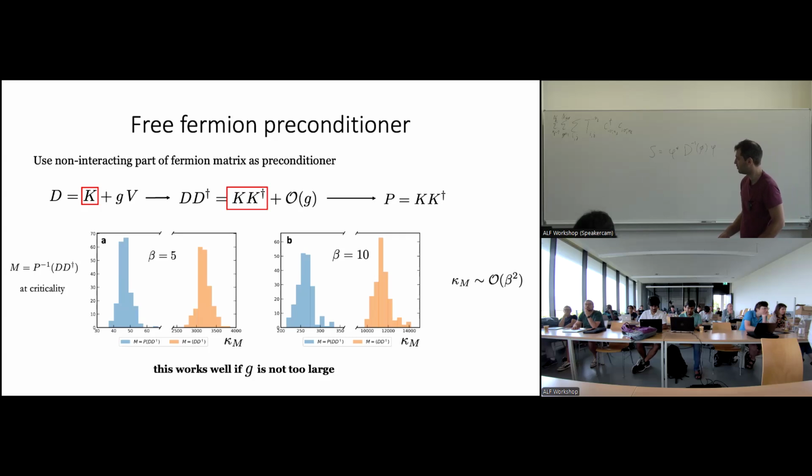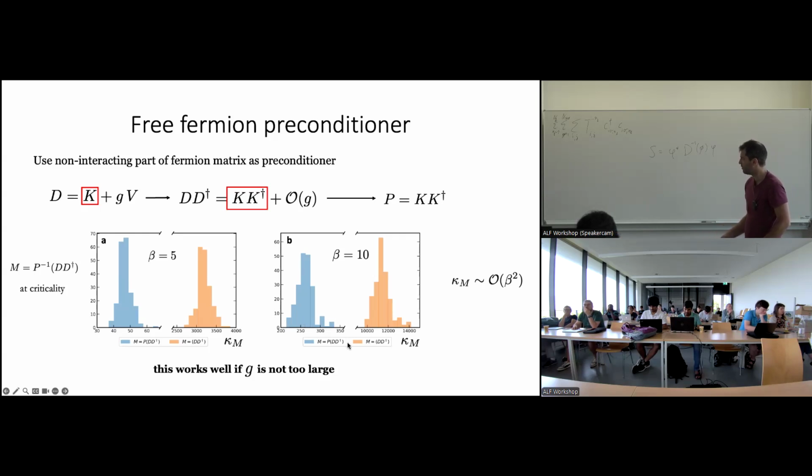And so there are two things to note. First of all, the condition number of M, regardless of whether you're looking at the unpreconditioned or the preconditioned matrix, they both scale as beta squared. So you can't get around that here.